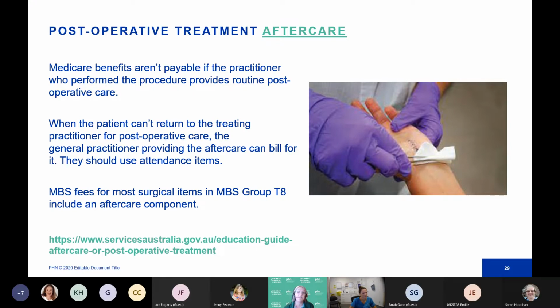Aftercare services can take place at a hospital, private rooms, or in a patient's home. The MBS fee for most surgical items in the MBS includes an aftercare component. Some MBS services don't include aftercare, but this will be noted in the description on the MBS.